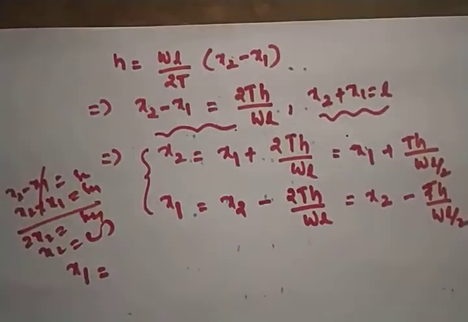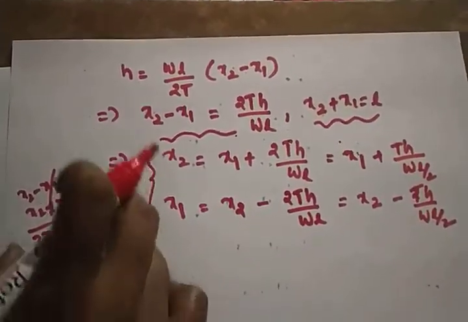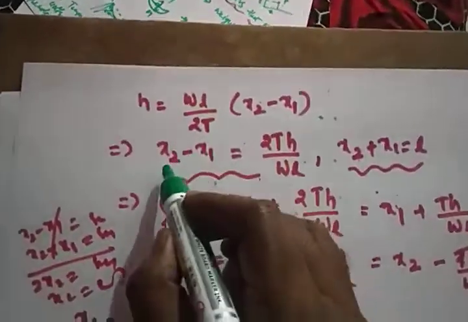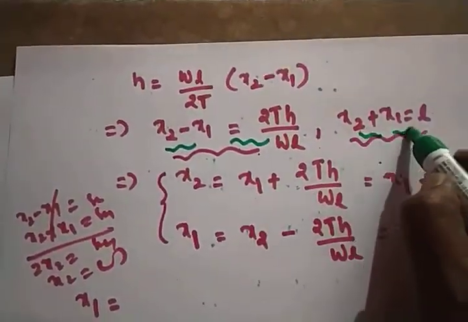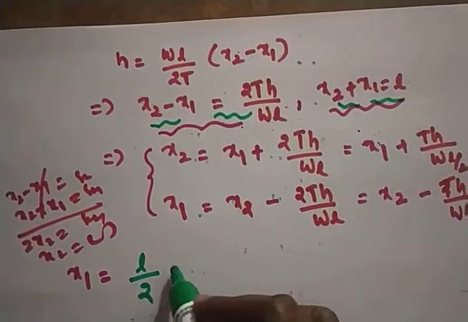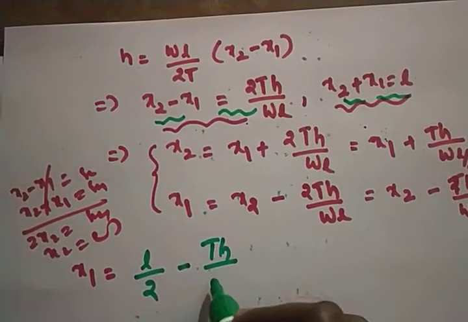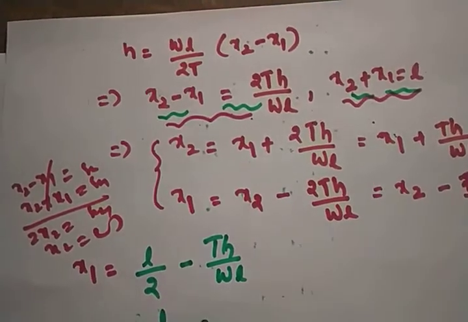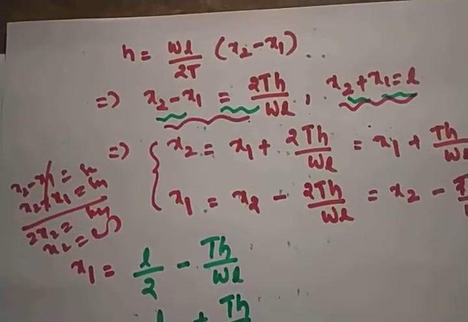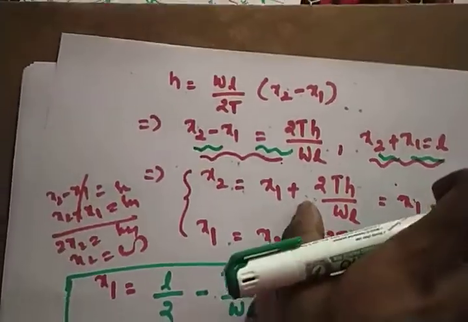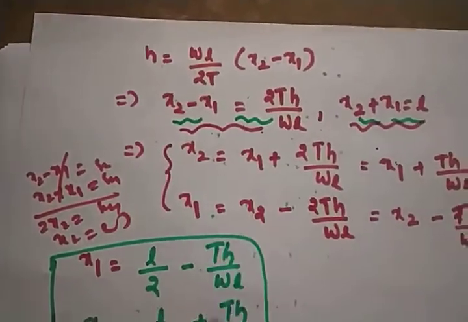So in this way, this is one type of pattern. Another pattern is you know x2 minus x1, and you know x2 plus x1 is equal to L. With the help of these two equations, you will calculate the value of x2 and x1. So from this you will know that x1 is equal to L by 2 minus T H by W L, and x2 is equal to L by 2 plus T H by W L. In this way you have to calculate x1 and x2. Right? This is one way, direct equations. This is another way. Right?